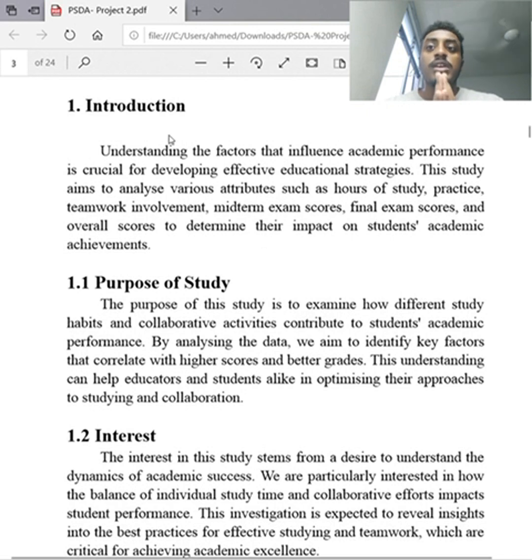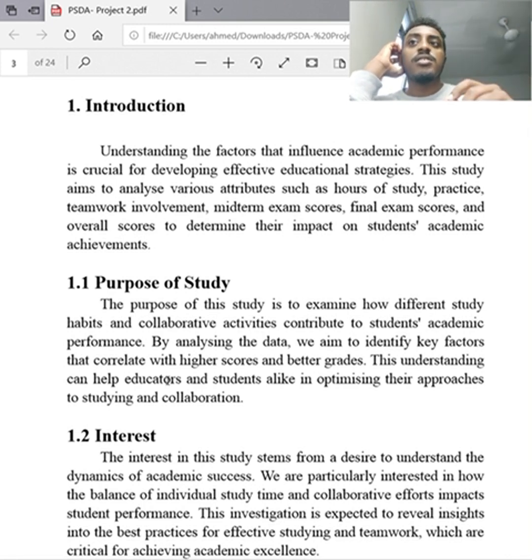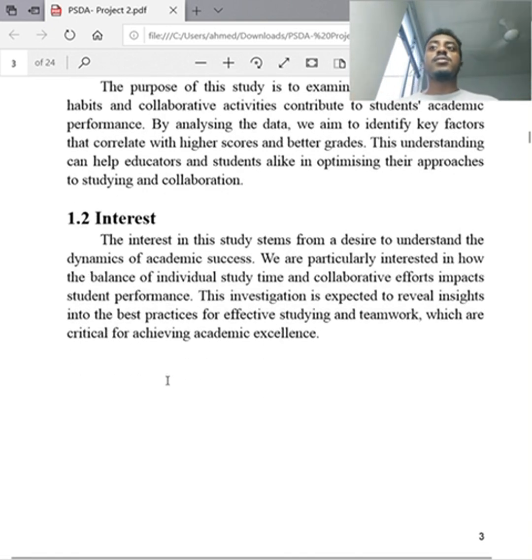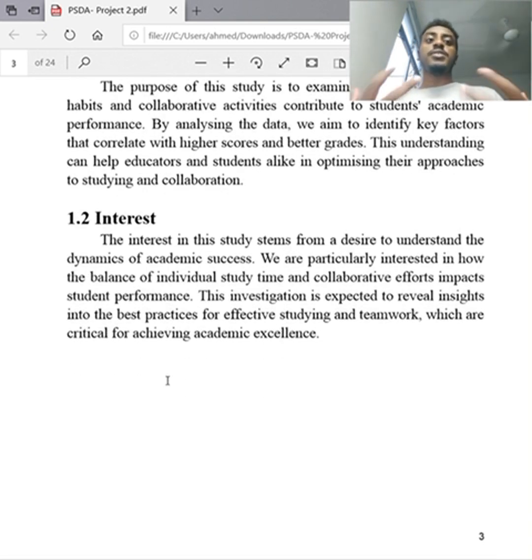First, in the beginning, understanding academic performance is very important for developing effective educational strategies. Our study focuses on analyzing attributes like hours of study, practice hours, teamwork hours, midterm scores, final scores, and overall scores. The purpose of this study is to examine how different study habits and collaborative activities can contribute to academic performance. So, by analyzing this data, we aim to identify key factors that correlate with higher scores and better grades.